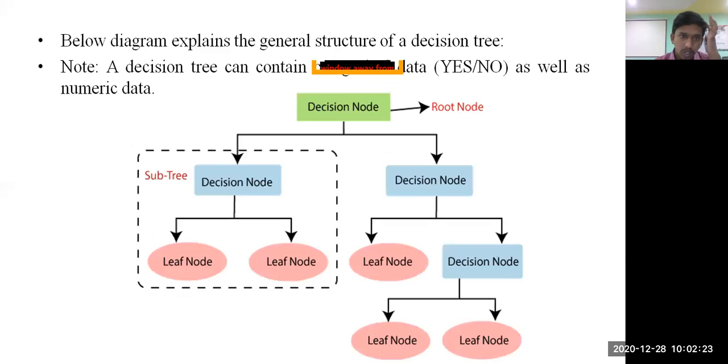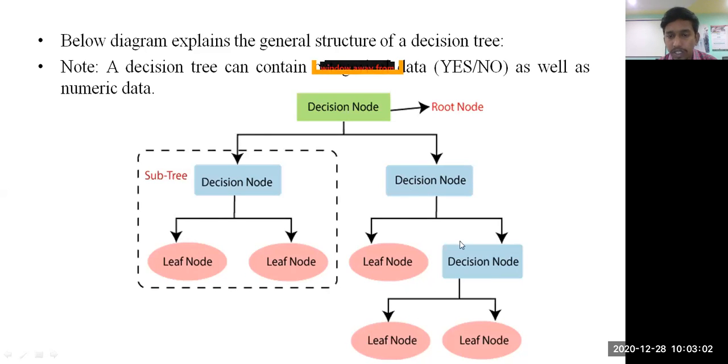Here you can see a small structure representing a decision tree. As I said, the top node is called the root node or the decision node. A decision tree contains categorical data, basically yes or no, as well as numerical data. At the top, the green one indicates the decision node, which is the root node. Next we have a subtree with again a decision node and a leaf node. A leaf node will not have further branches. That will be the outcome of the decision tree from which we will make some decision.